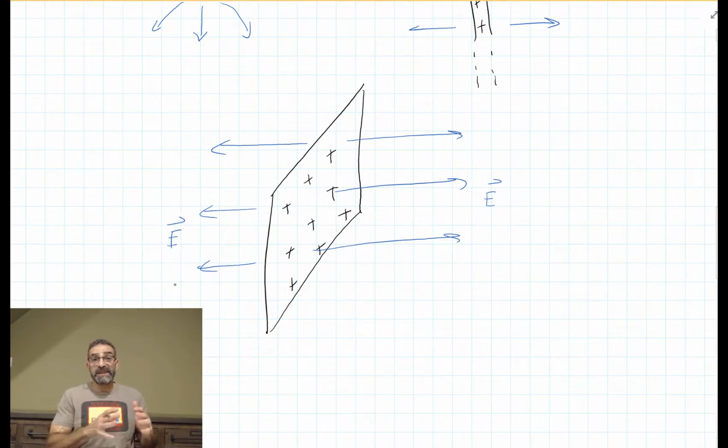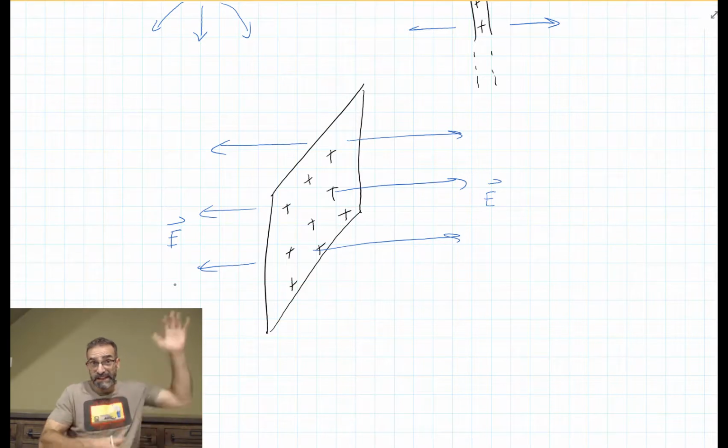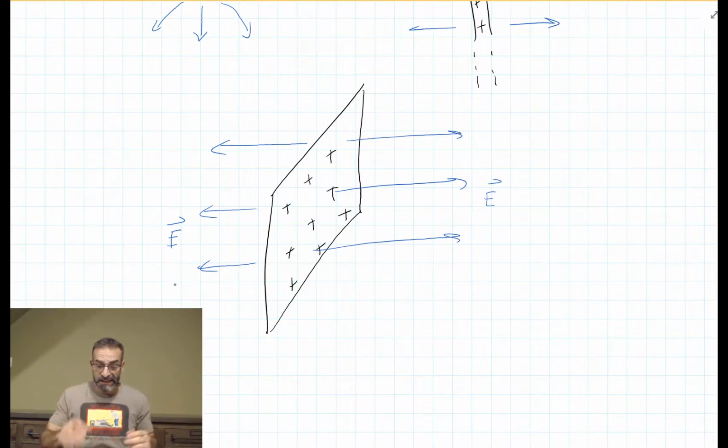And those electric field lines are parallel to each other if this is truly an infinite sheet of charge. If it goes to infinity in both directions, then these electric field lines are parallel to each other. The electric field is uniform. It's constant everywhere near this sheet.